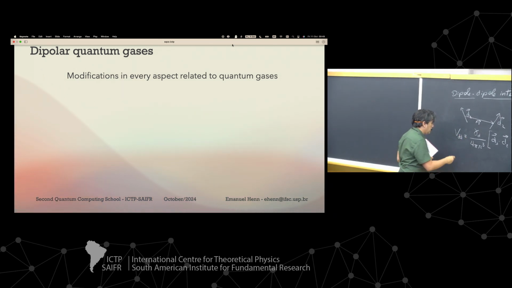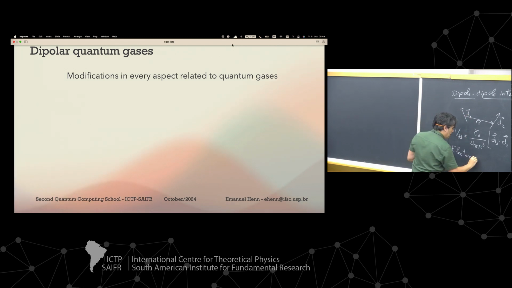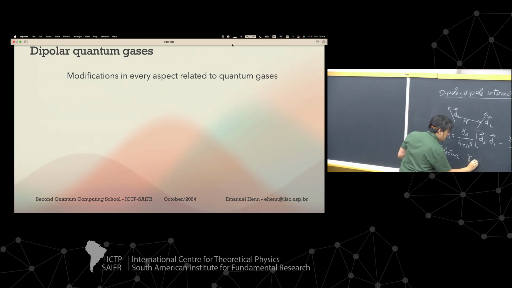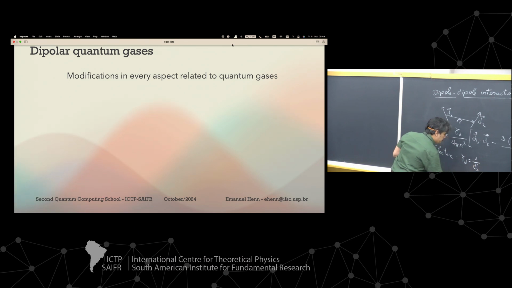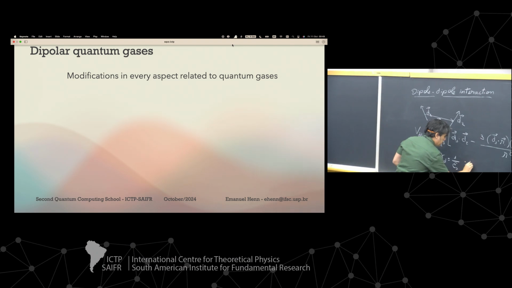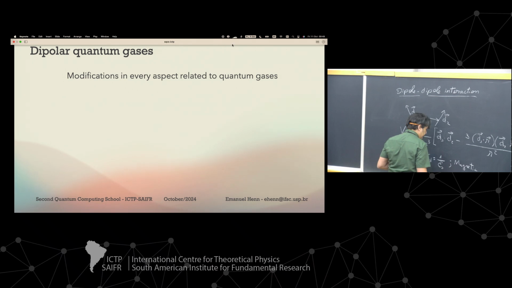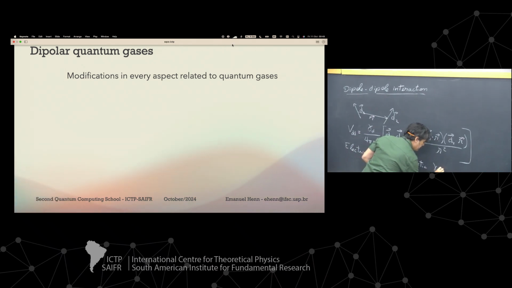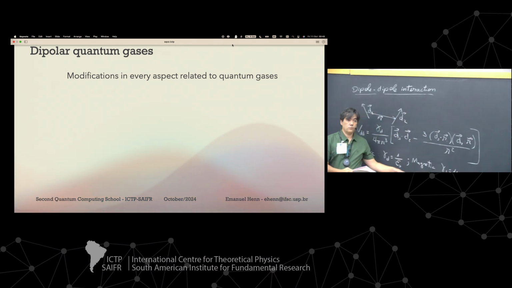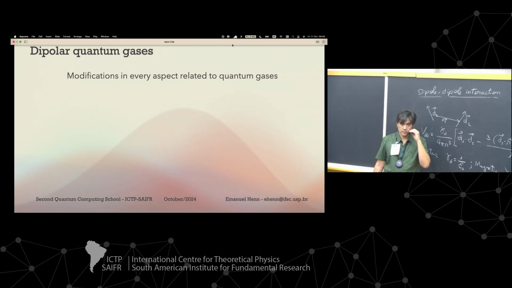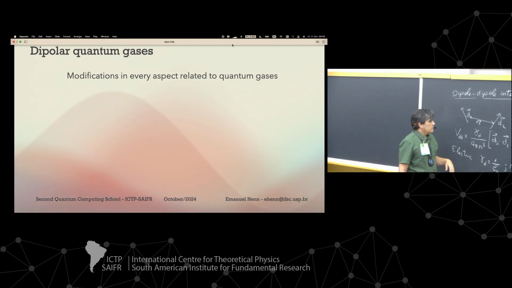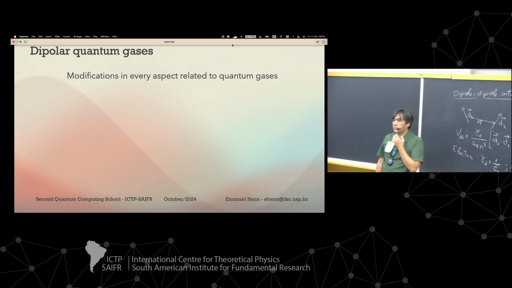If the dipoles are electric, like in KRb, this constant is just 1 over epsilon 0. And if it's magnetic, I think you already guess, my constant is mu0. So just the usual electric and magnetic constants in vacuum. Okay, good. Fine. So we have to work with this potential.